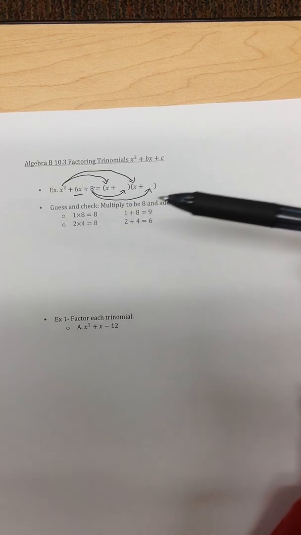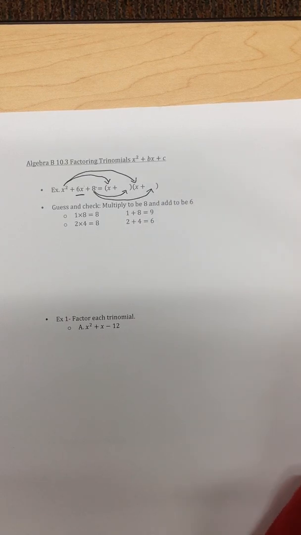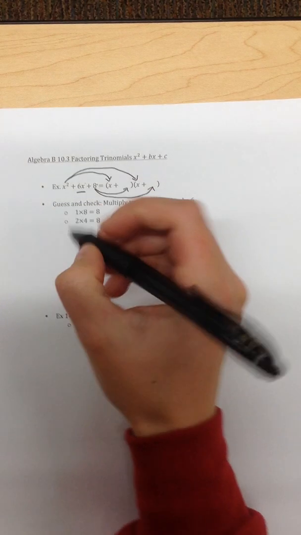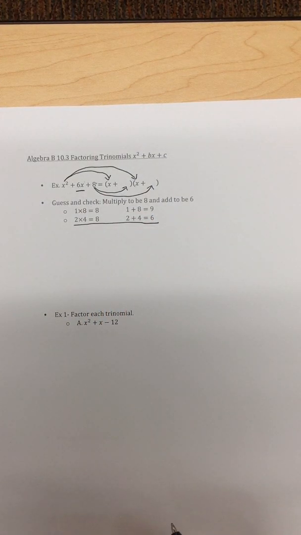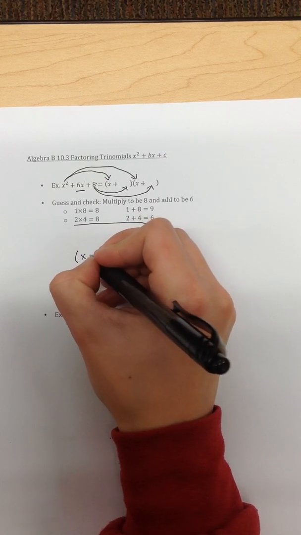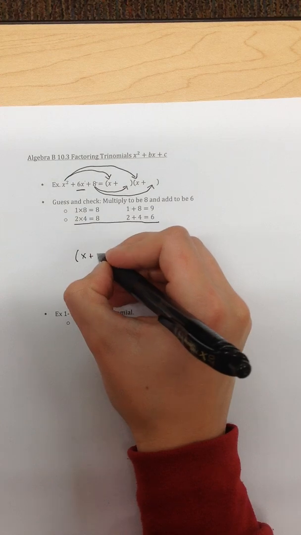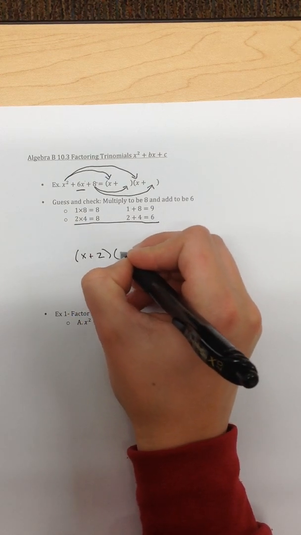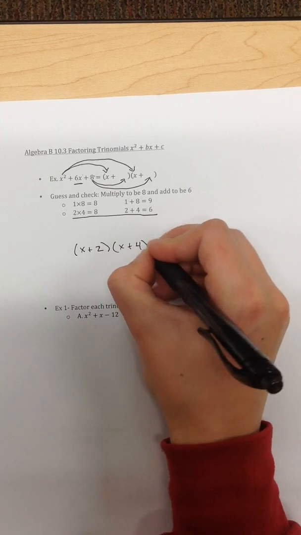2 times 4 is 8, so that works for multiply. 2 plus 4 is 6, so that also works for what we're trying to add to. So this is our one that's going to work. So how we write that out for our answer would be x plus, and then here we put one of our factors, so like 2, then we go x plus our other one, which would be 4.